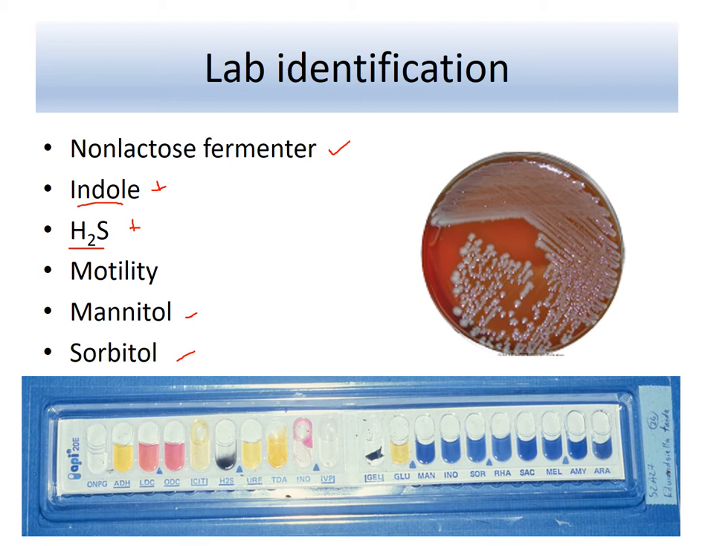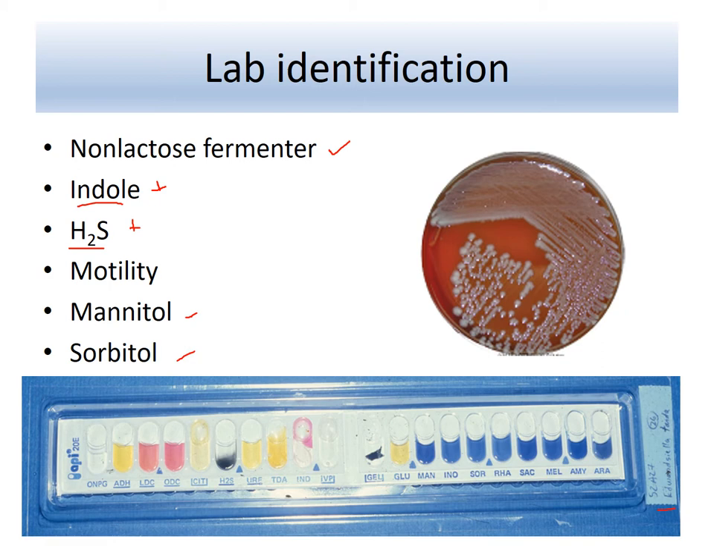Now this picture down here is an API, which, as you know, is a manual test method that we use in the laboratory. It allows us to set up all these little tests at the same time, they incubate for the same period of time, and we can interpret them all at once. So this is basically what you're going to see with Edwardsiella tarda. One of the things I want to point out here is that the citrate didn't come out positive. This is your citrate here. The citrate didn't come out positive where it really should have been.